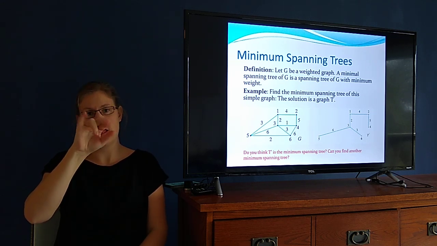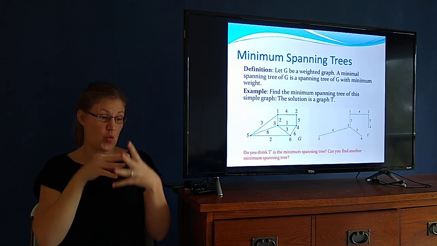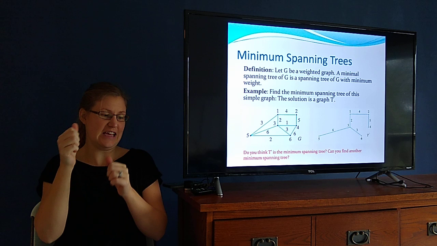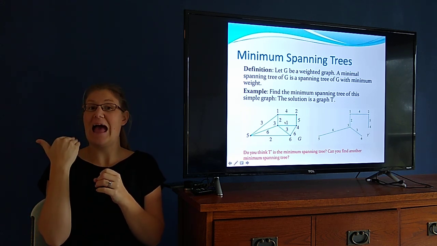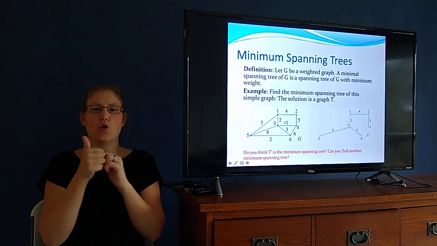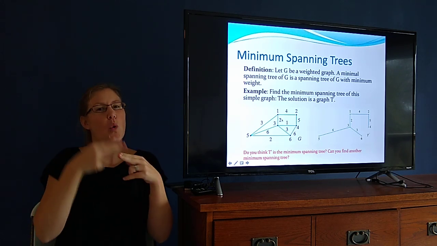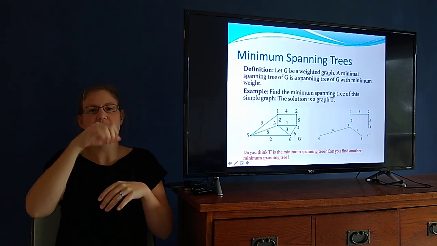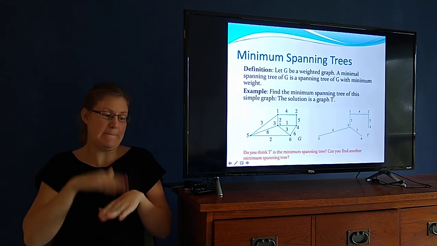Minimum spanning trees. The definition: let G be a weighted graph. A minimal spanning tree of G is a spanning tree of G with minimum weight. In the previous section, we learned only how to construct a spanning tree. But if we have a weighted graph, how do we construct its minimum spanning tree? We have this example here. Find the minimum spanning tree of this simple graph.